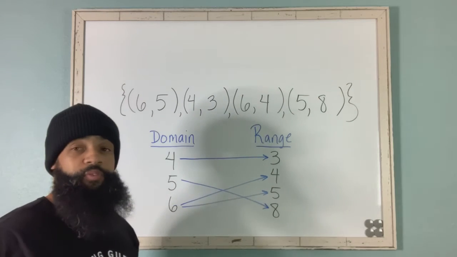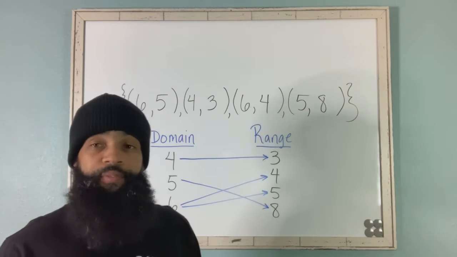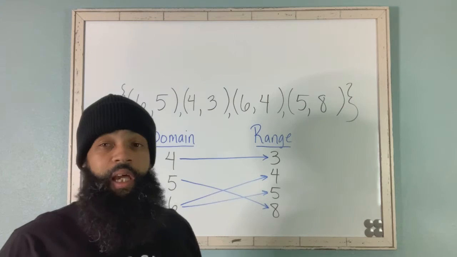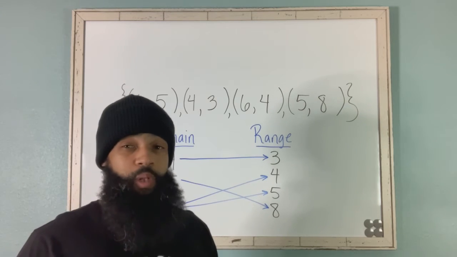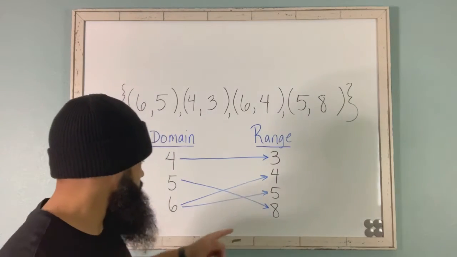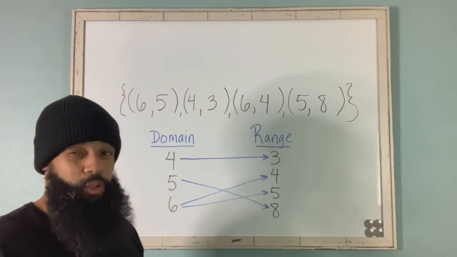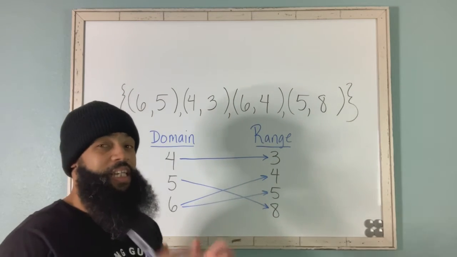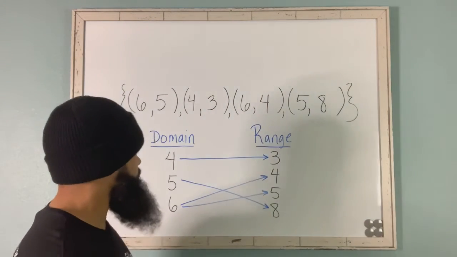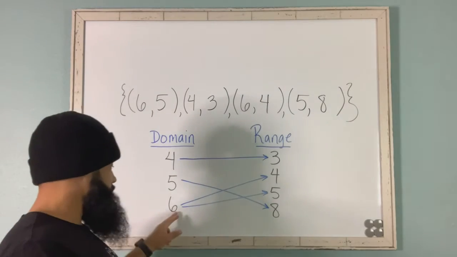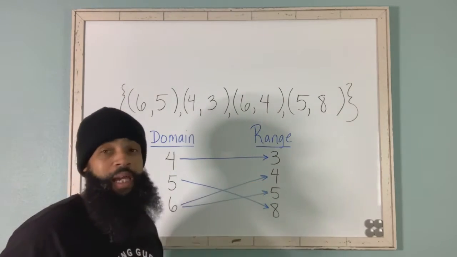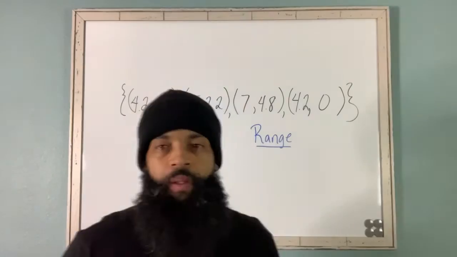So remember, a function is where a relation has every value in the domain mapped to exactly one value in the range. So since this 6 is mapped to more than one value, this is not going to be a function, all right? This is not a function because 6 is mapped to 4 and it's mapped to 5.